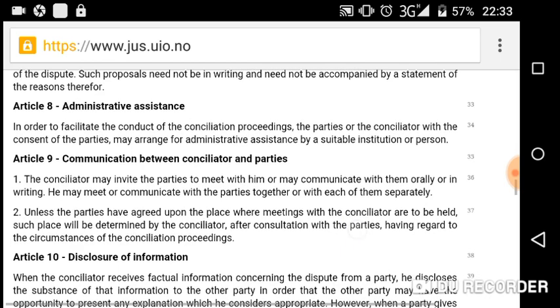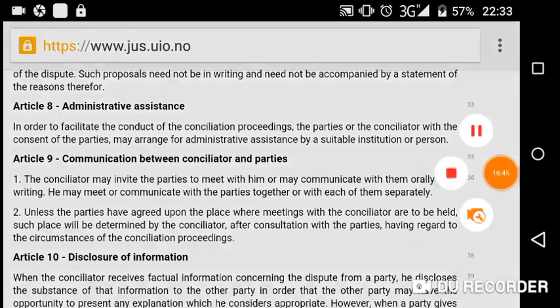Then Article 8, administrative assistance. In order to facilitate the conduct of the conciliation proceeding, the parties, or the conciliator with the consent of the parties, may arrange for administrative assistance by a suitable institution or person.